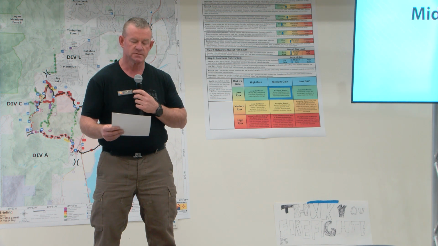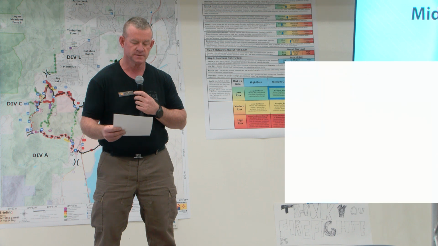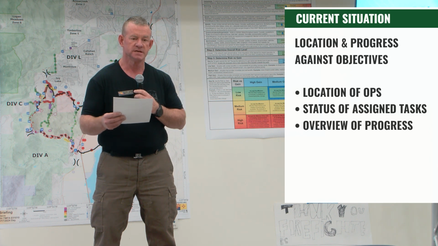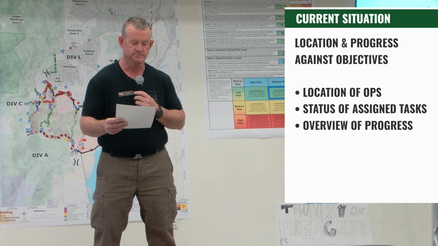So the first section is the current situation. And you talk about the location and the progress against the objectives. So you'll report the specific location that operations are occurring and the current status of assigned tasks. Having added drop points previously in field maps and having those on the map will make it a lot easier for you to reference where on your division the work's occurring. One example would be that Division Alpha is at drop point 50, 80% of the hand line has been completed.